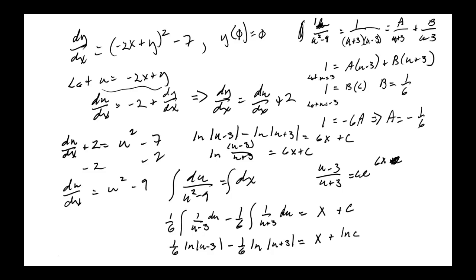Now, we need to solve for u at some point, so let's get around to doing it. How are we doing on time? Oh, we're almost out. Let's just do it real quickly. Let's put in what u is. u is minus 2x plus y. So minus 2x plus y minus 3 over minus 2x plus y plus 3 is equal to c e to the 6x.